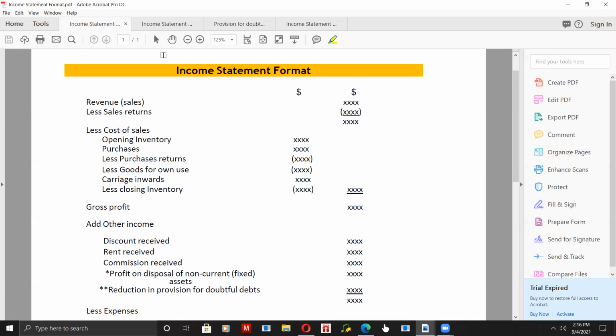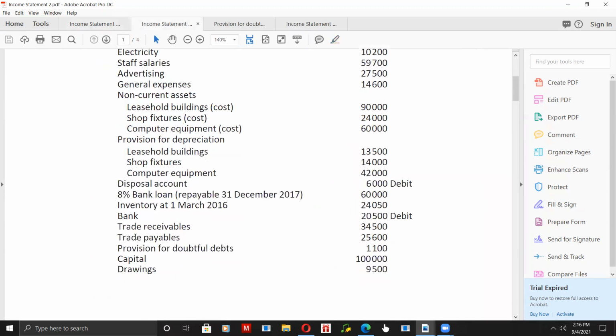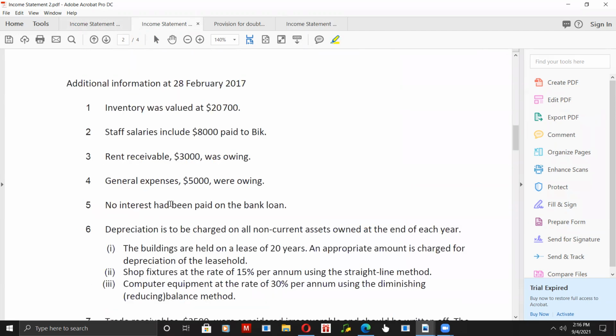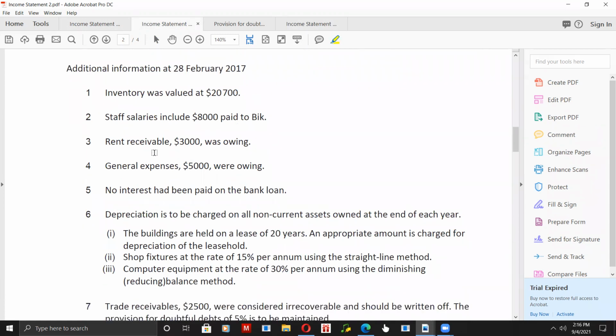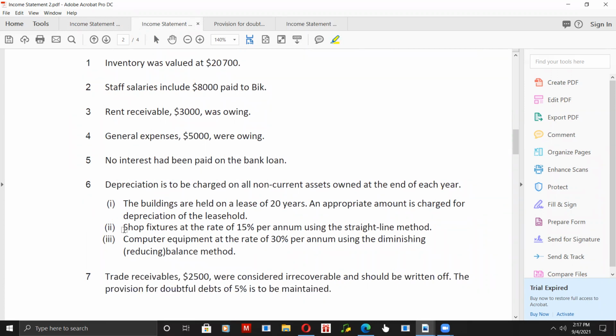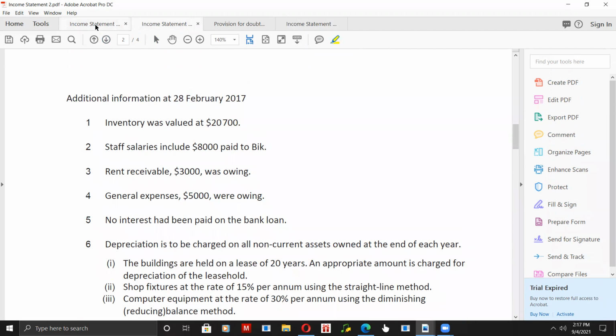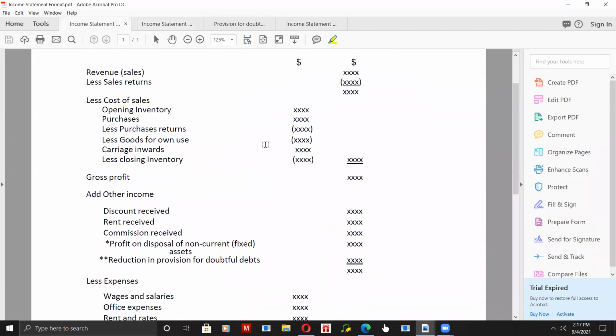Now, whenever you have drawings, you've got a common drawings over here. This is where the owner takes money out of the business, and he could take either a motor vehicle, bank, anything. So if the owner takes goods, it will be specifically mentioned over here. In this case, I don't think the owner took anything out. So do you see anything like owner took out or goods for own use? It's not mentioned here. So what you can do over here is then you've got carriage inwards.